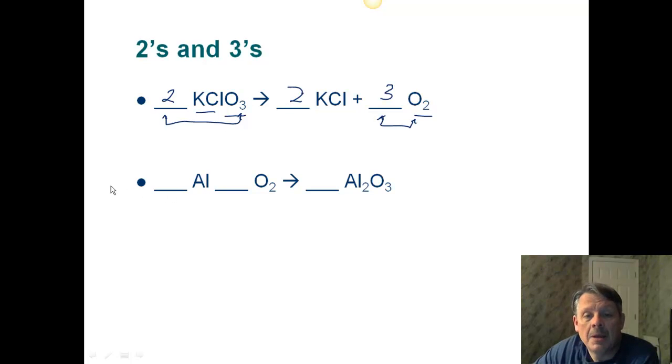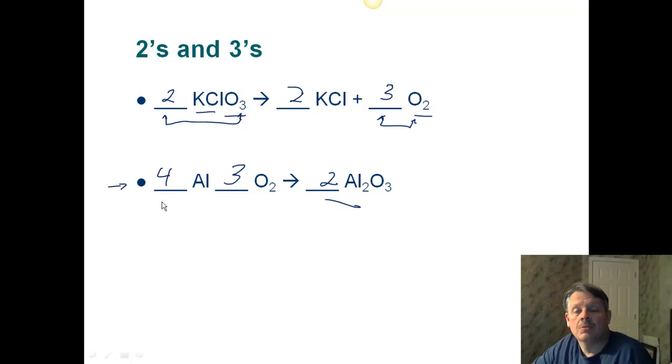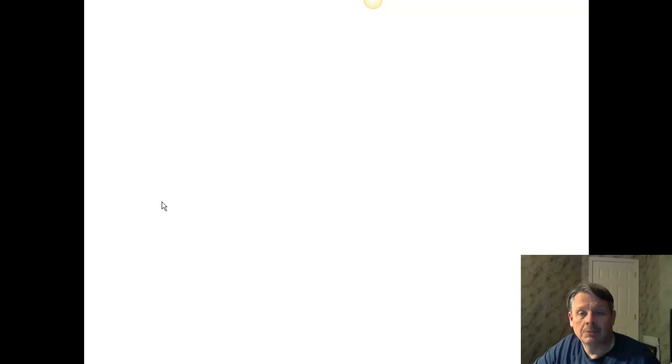How about my next one? See if you can do this one. Pause the video, you try it. Okay, well again I have a 2 and a 3 for my oxygen, so I put a 3 in front of there and a 2 in front of there, which gives me 4 aluminums. I have 4 aluminums and a total of 6 oxygens. And that's that one.